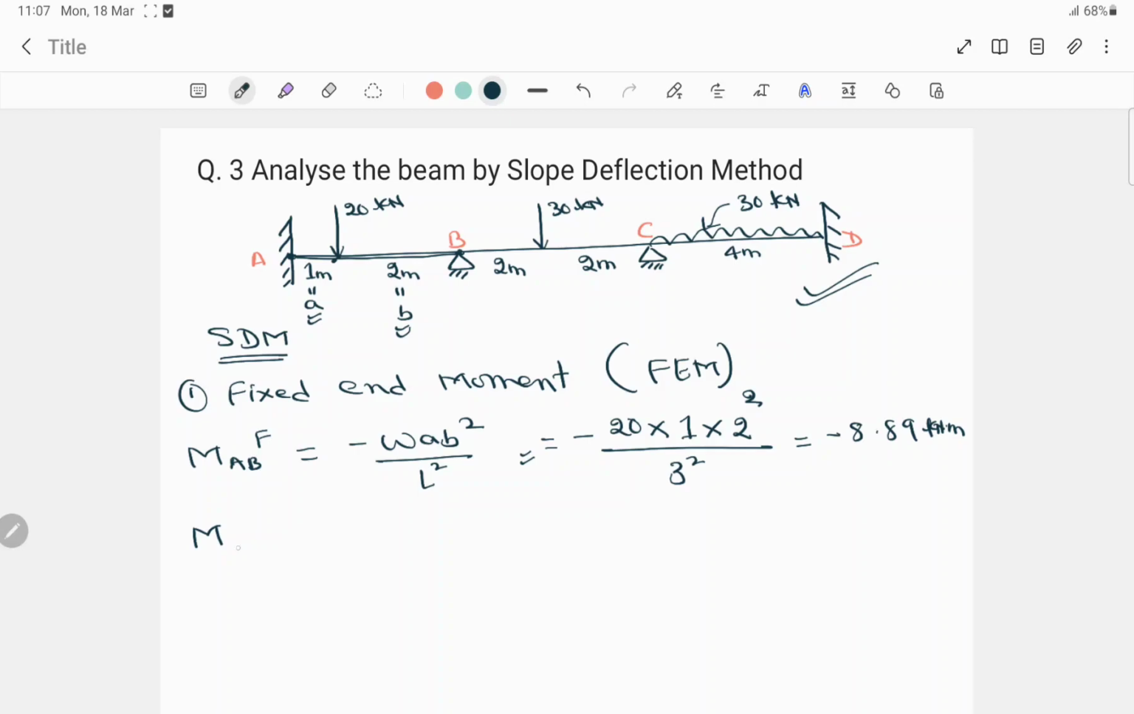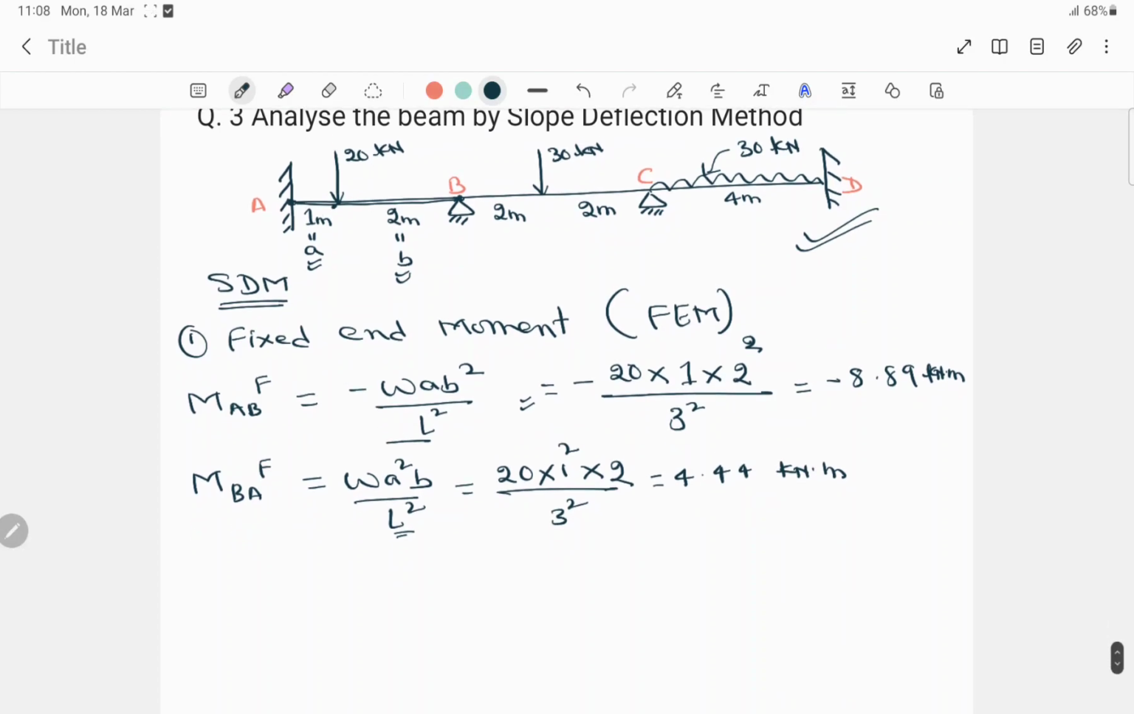Now the fixed end moment from B to A. When it comes from B to A, the formula will be W A square B by L square. You have to remember those formulas. Now we just need to put the values here: W is 20, A is 1 square, into B is 2, divided by 3 square. So we'll get the value around 4.44 kilonewton meter. Now span A to B is done.